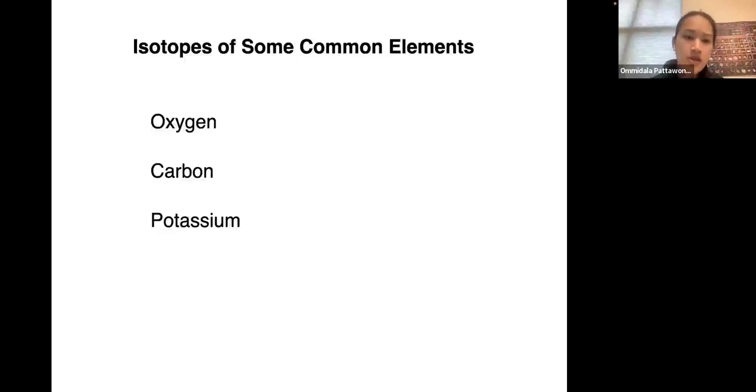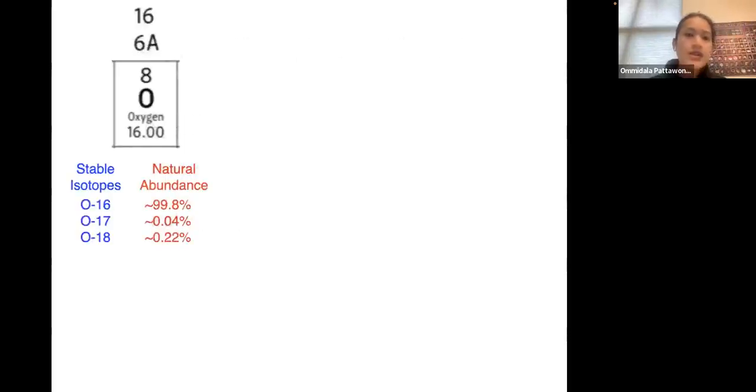I'm going to talk about oxygen, carbon, and potassium. First let us take a look at oxygen, the oxygen gas that we breathe. In nature, you are going to see that it contains 99.8% of the oxygen-16 isotope, and there is a small amount of oxygen-17 and 18. The percentages listed right here indicate how much occurs in nature.